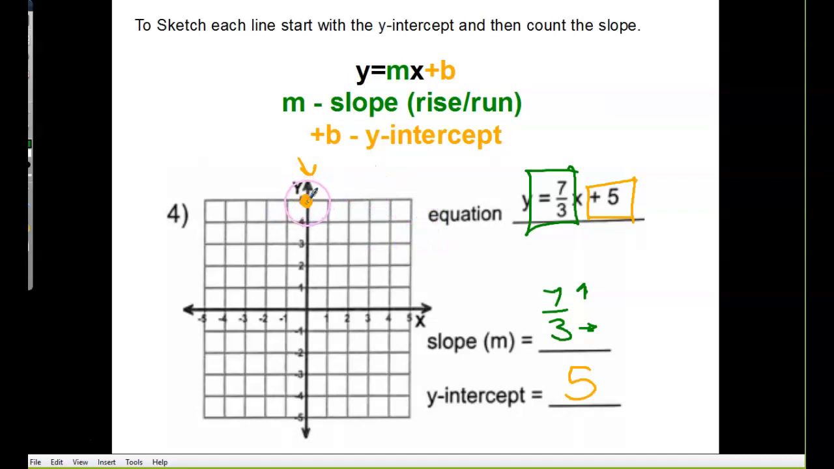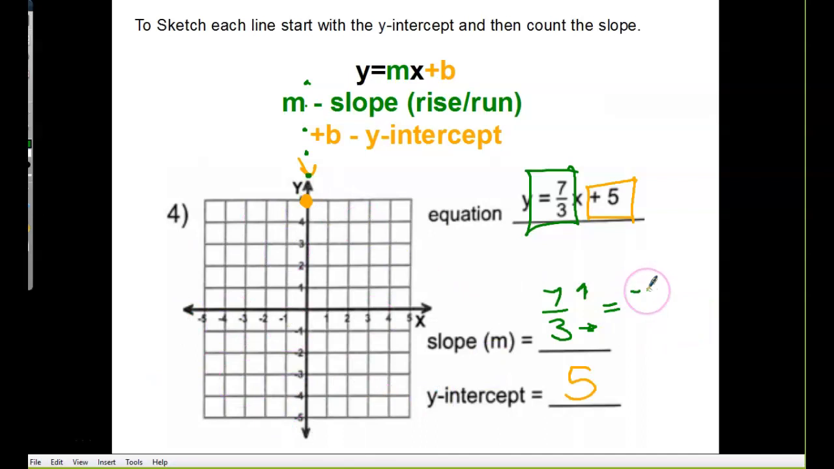So from the yellow dot, I got to go up, but that puts me up here, and I might be able to get 1 or 2, but after that, I really don't know what 7 looks like. So I've got to figure something out. What do you think I can do? I can go down. I have all of this graph space down here.